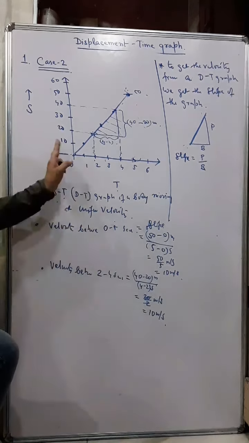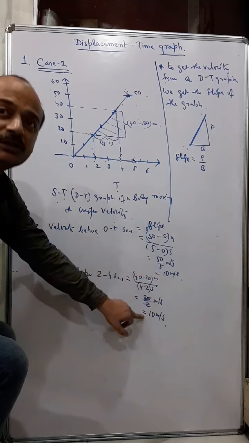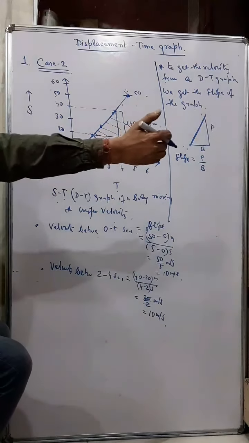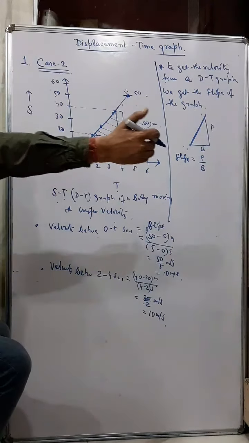So anywhere you get, the velocity will always come 10, and the velocity is positive. Velocity positive means the body is going away from the point. First second it was 10 meter, then second it is at 20 meter, third second it is 30 meter. So that means the body is going further from the point.